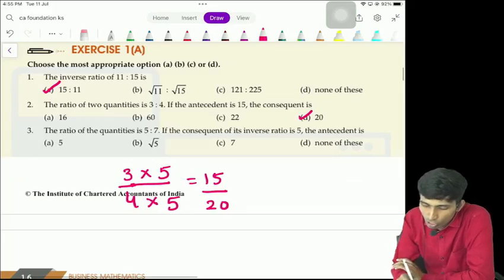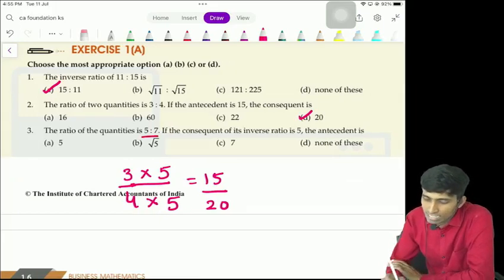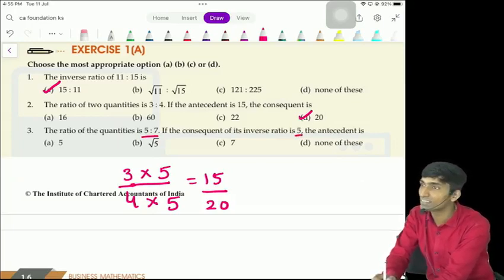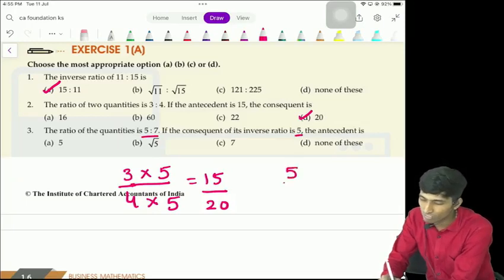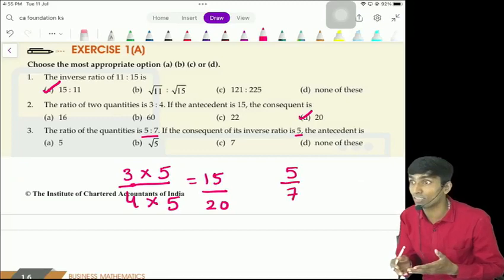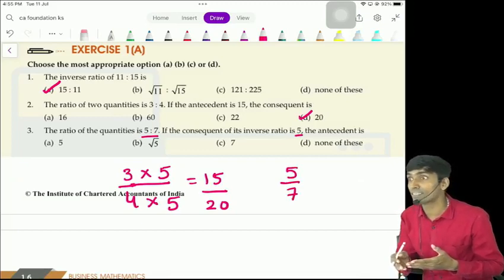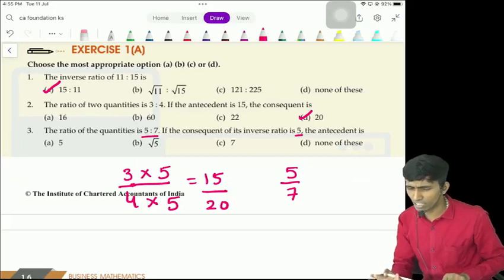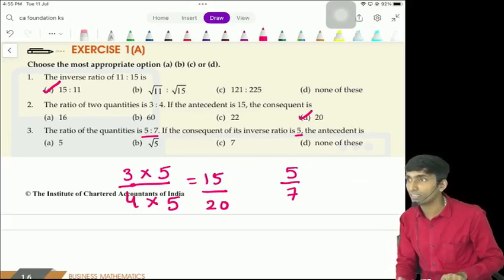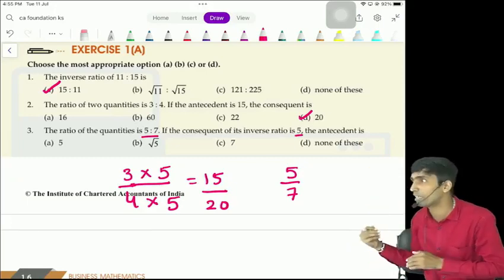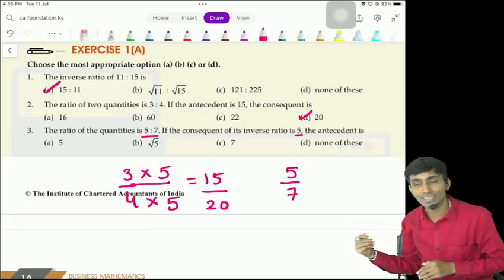Next, ratio of 5 is to 7. If the consequent of its inverse ratio is 5, then the antecedent is what? They are saying the ratio is 5 by 7. And some people have a habit of digging into the question. You remember in the previous session I said, in the exam also if this question comes, they will think, how can the question be so easy. They will think it in left, right, center, every way, and they will mark the wrong answer and come. Understood? So don't do that.